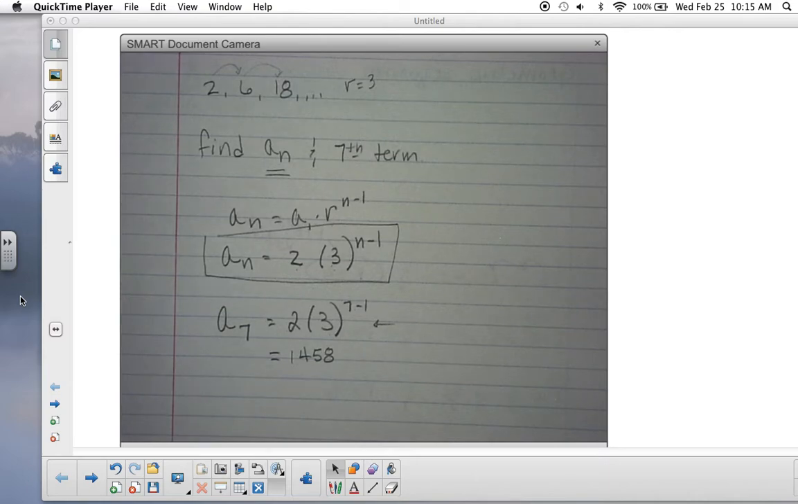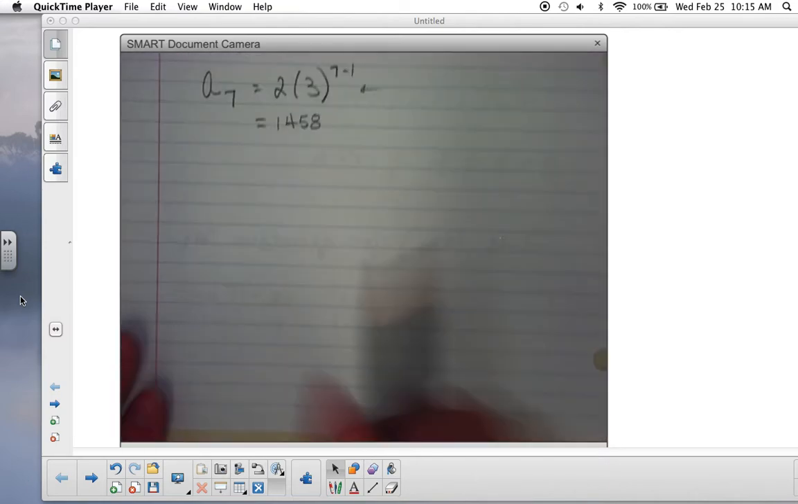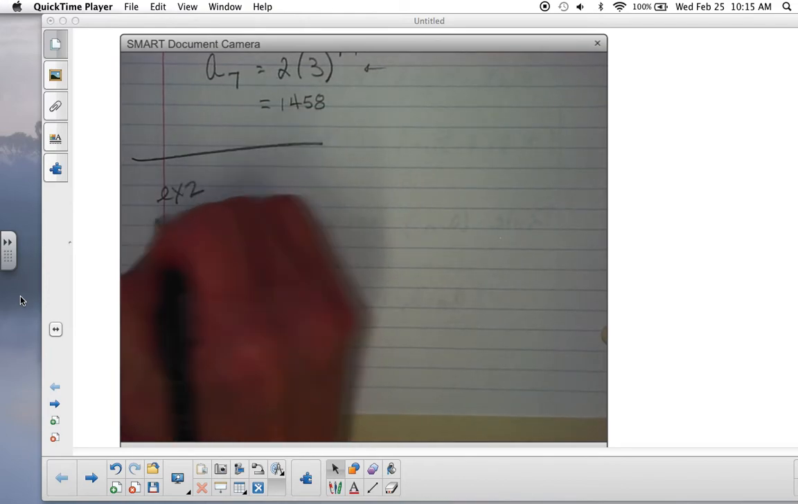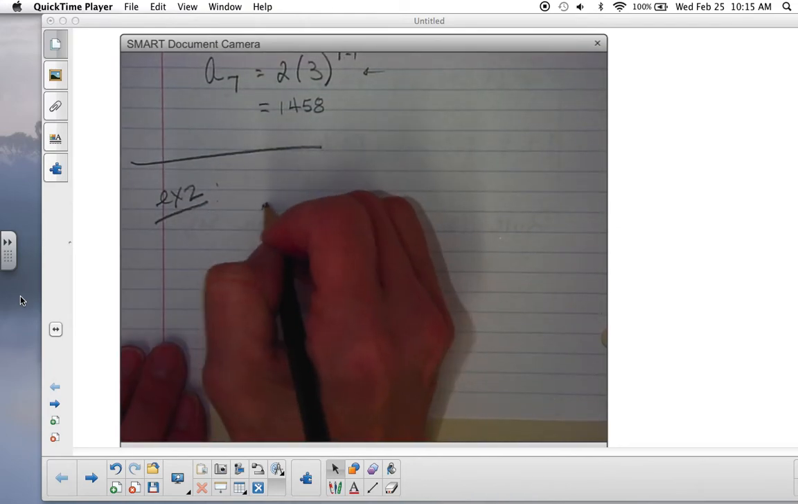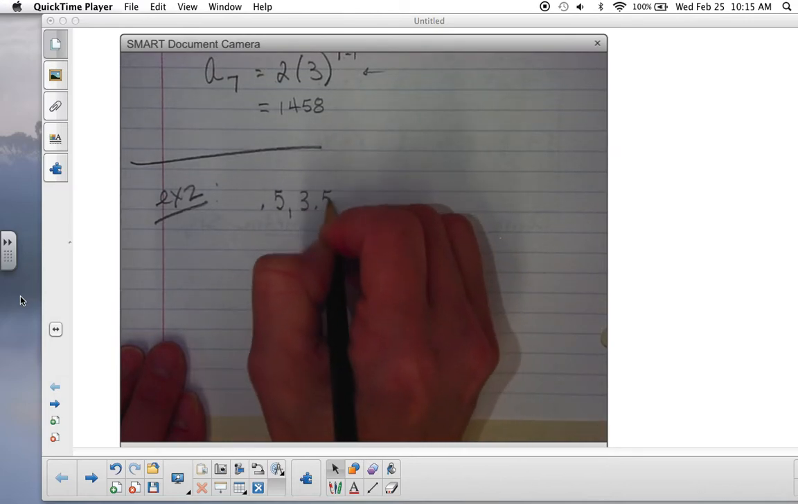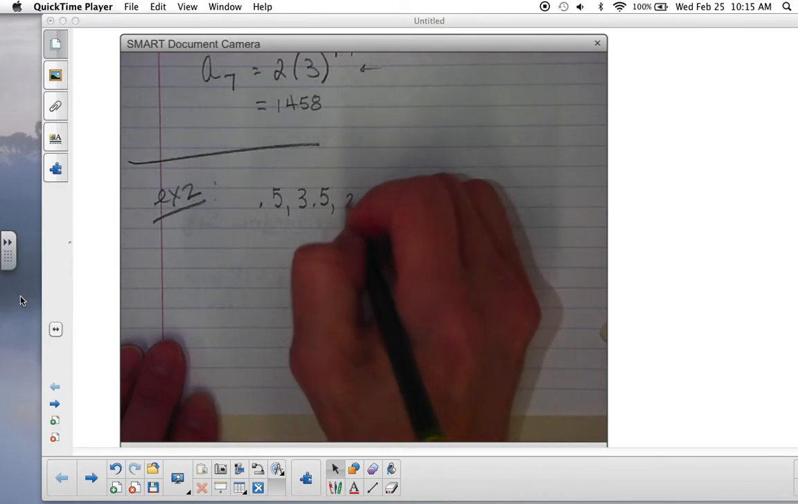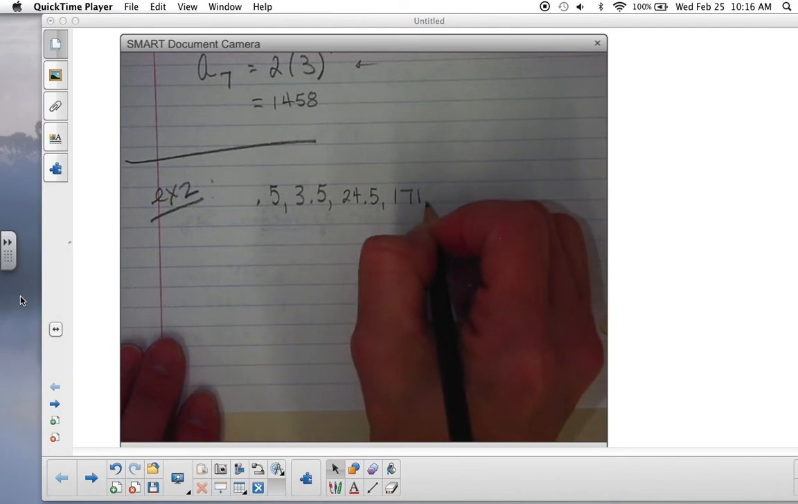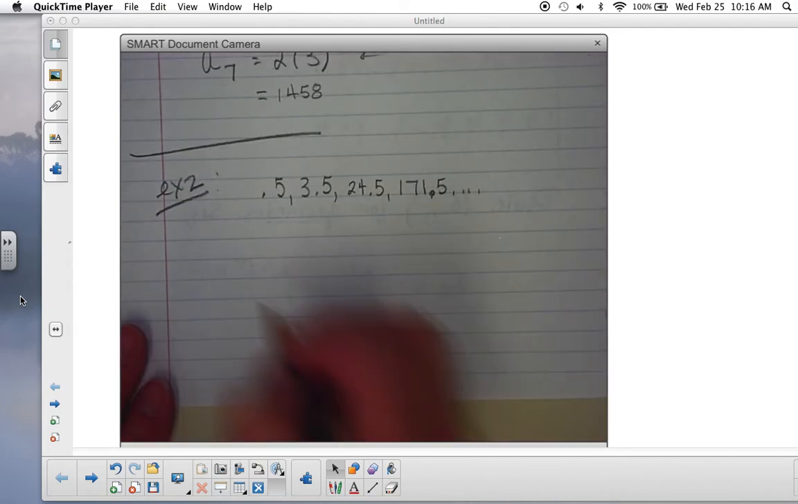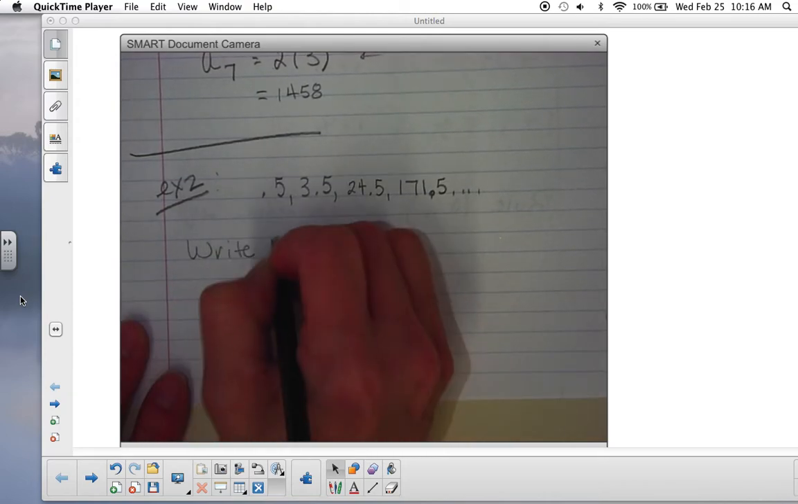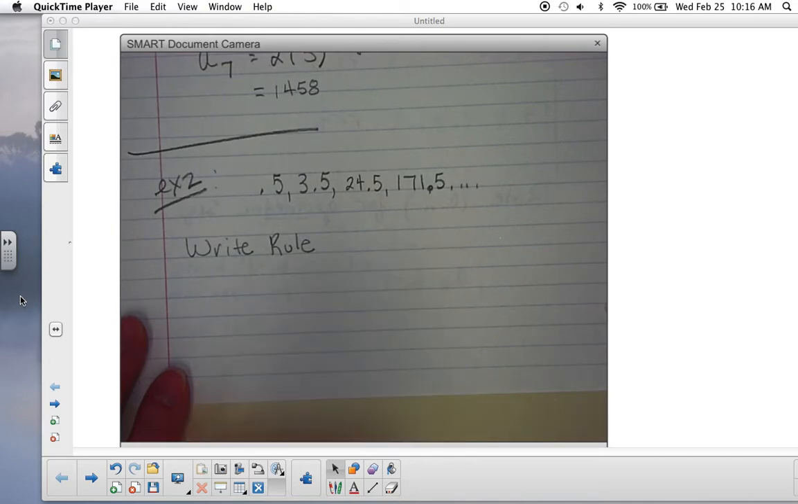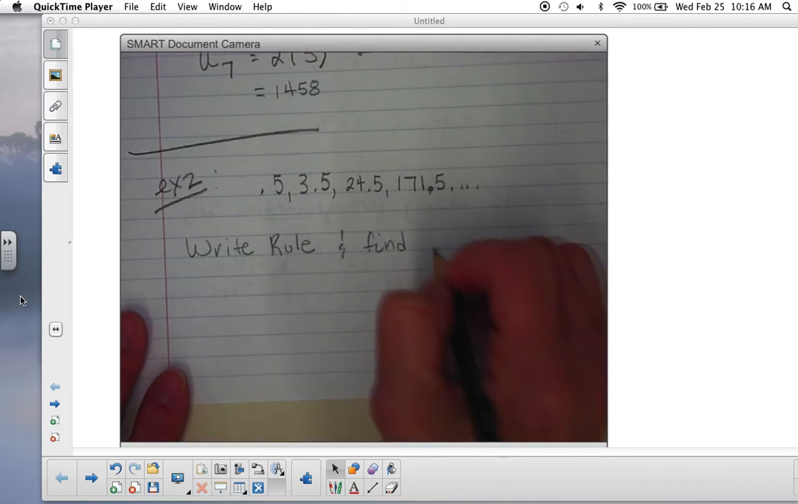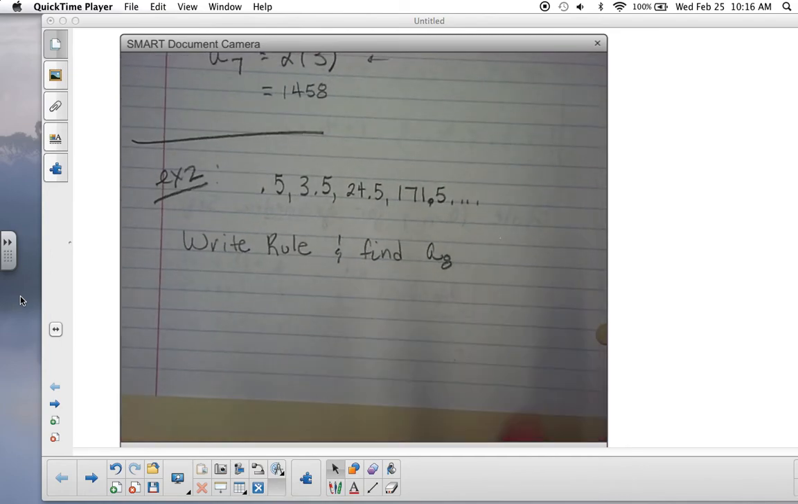All right, next up, let's do one more example here. Example 3. I've got 0.5, 3.5, 24.5, and 171.5. If it says write the rule and then find a sub 8, your first question would be, what is my fixed ratio? What am I multiplying by to go term to term?